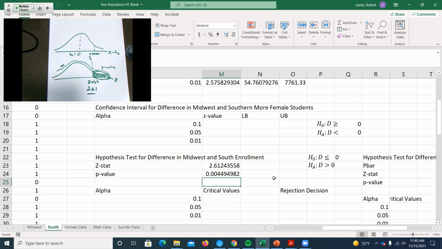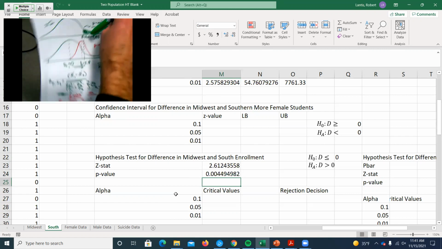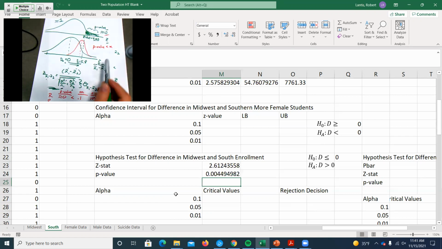So just looking at this, what levels can I reject at? The p-value is 0.004, and I'm looking at my three benchmark alphas. I can reject at, so we said earlier, I reject if what? P-value is less than alpha. This p-value is going to be less than all of these.